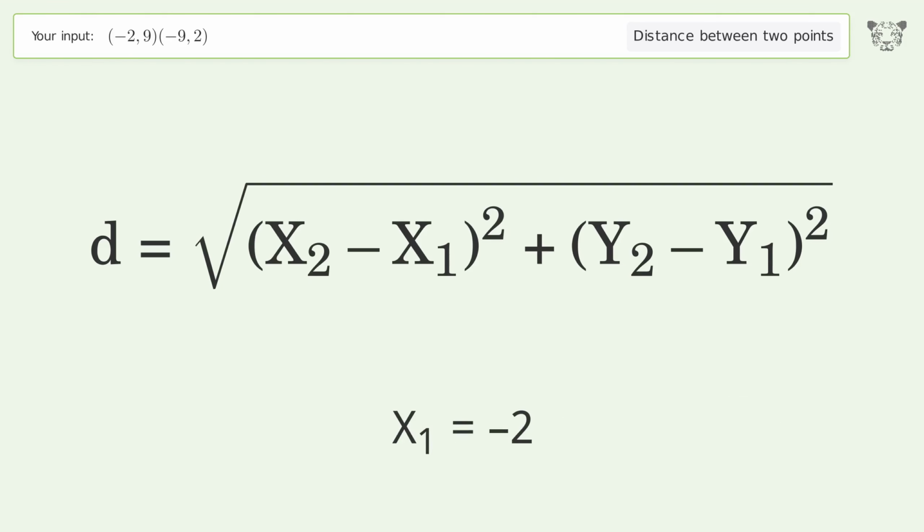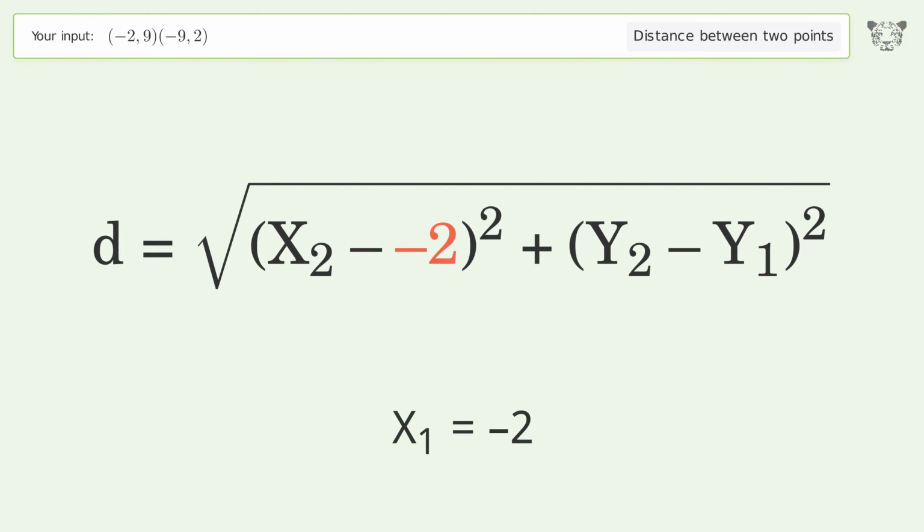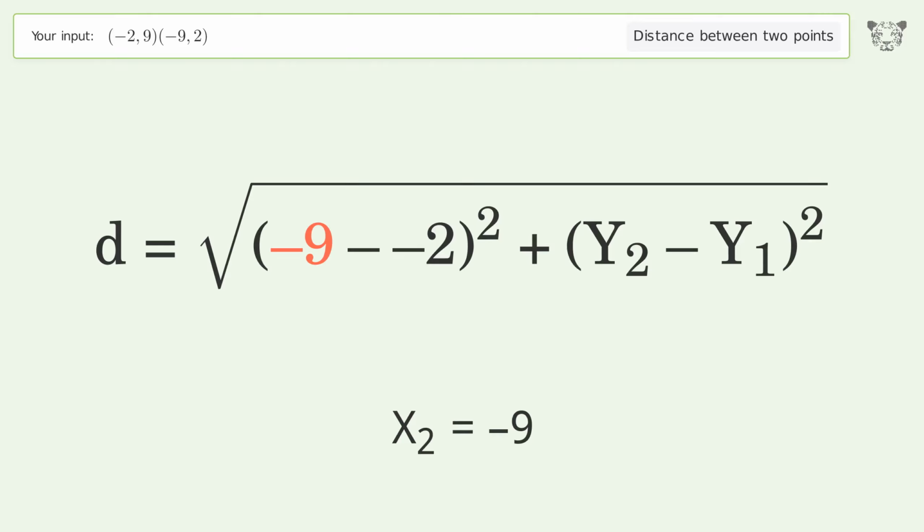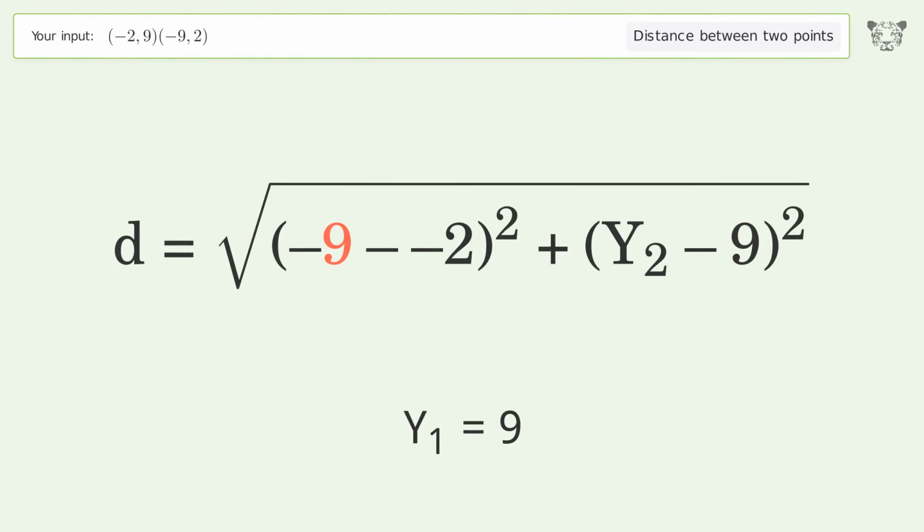x1 equals -2. x2 equals -9. y1 equals 9. y2 equals 2.